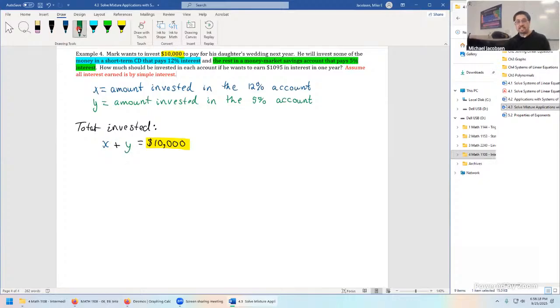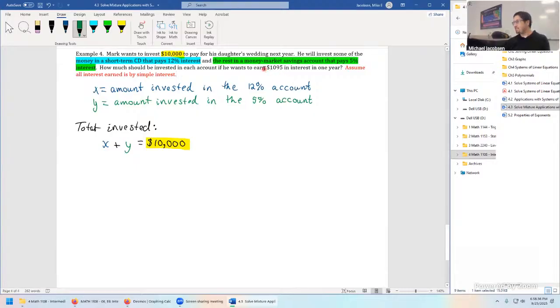It's now set equal to the $10,000. Well, we're on our way with that. Now we have this amount. Mark wants to earn $1,095 in interest in 1 year. So he's investing $10,000 to pay for his daughter's wedding.